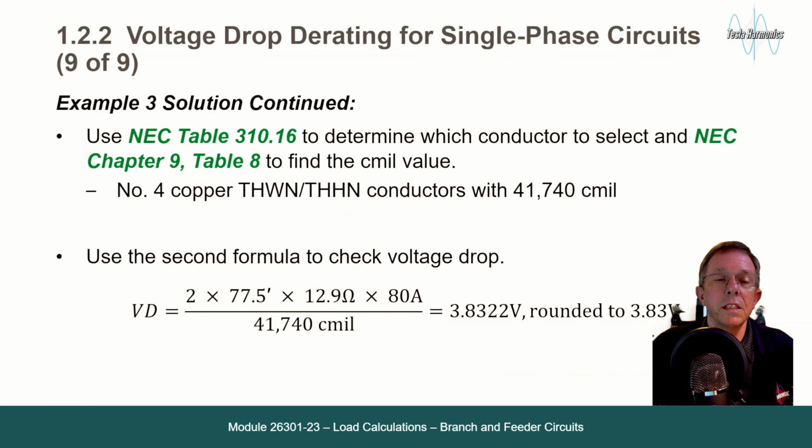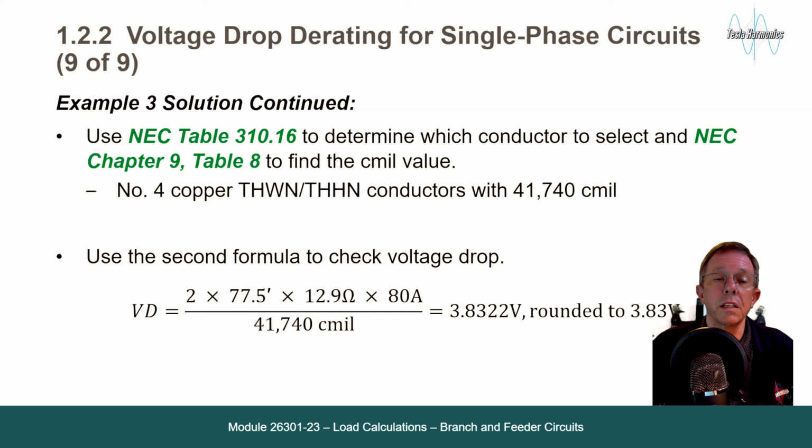Use NEC Table 310.16 to determine which conductor to select, and NEC Chapter 9, Table 8 to find the circular mil value. Number 4 copper THWN or THHN conductors with a 41,740 circular mil.